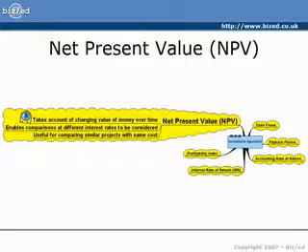Next, this is the most important evaluation criterion: NPV, net present value.